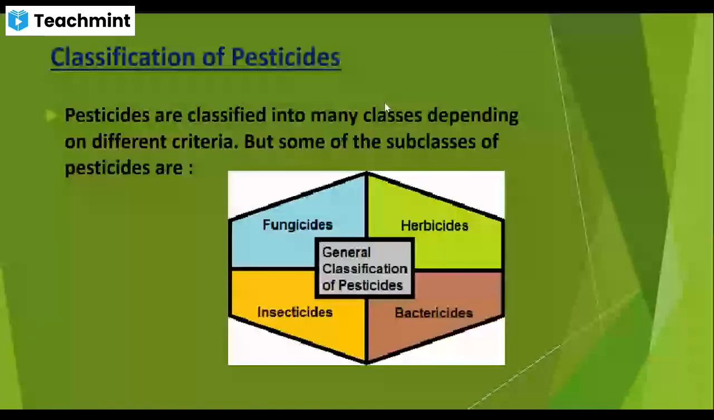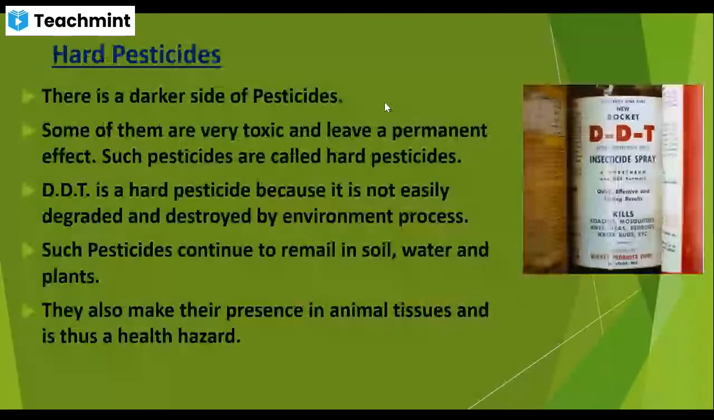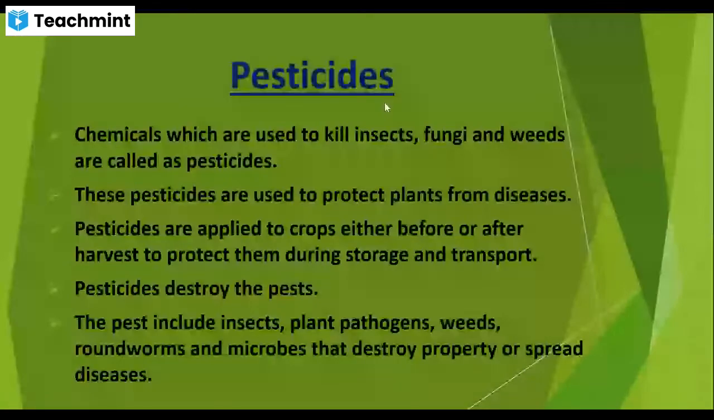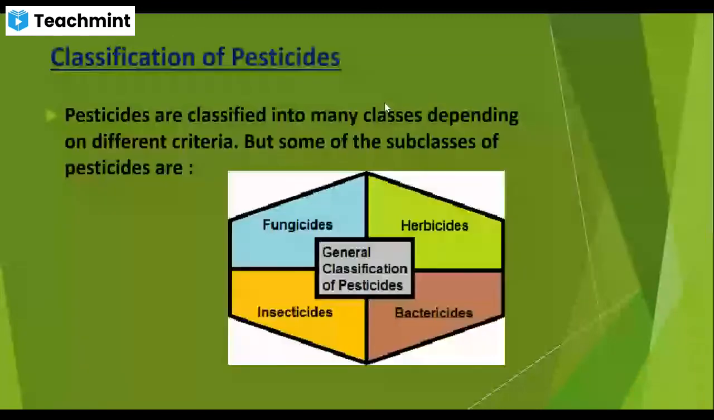So next one is the classification of pesticides. Pesticides are classified into many classes depending on different criteria, but here are some of the subclasses of pesticides. Generally we have seen in the definition that chemicals used to kill insects, fungi, and weeds are called pesticides. On the basis of this, these pesticides have many more classes, but we are classifying them depending upon simple criteria.